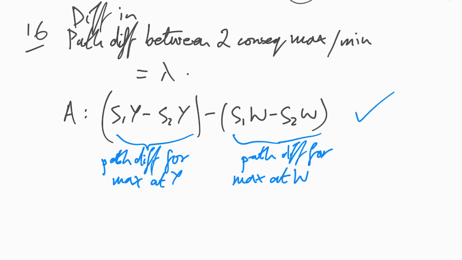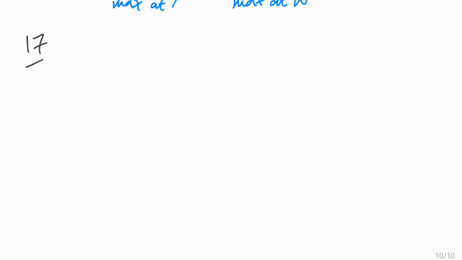Why can't it be, say, B? That's X to W again. Oh, I see. That's what they've done. All they've done for the rest of them is given us differences that aren't between two maxima or two minima. It's between a maximum and a minimum. So there we go. 17, Young's double slits.